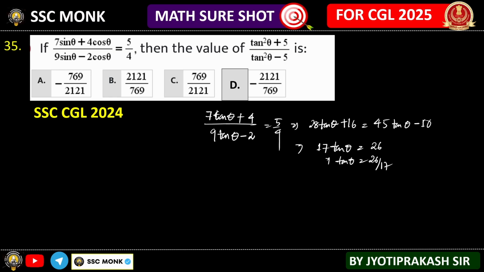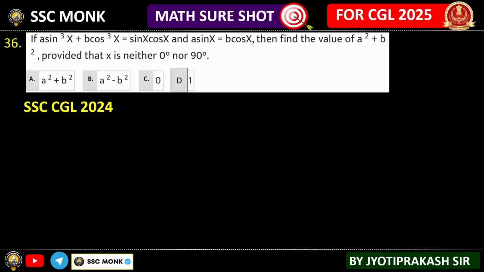Simple. Yes or no? Yes. Now we'll use that value over here and we can find the answer further. Next, a sin³x plus b cos³x is equal to sin x cos x, and a sin x is equal to b cos x. Then find the value of a square plus b square.